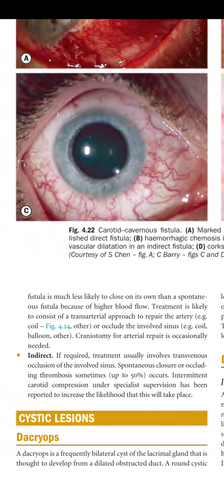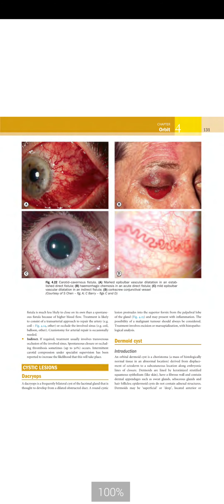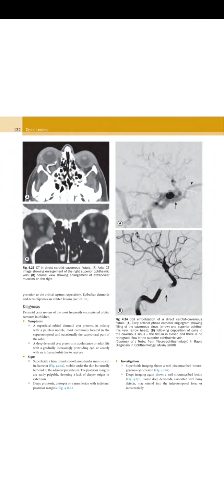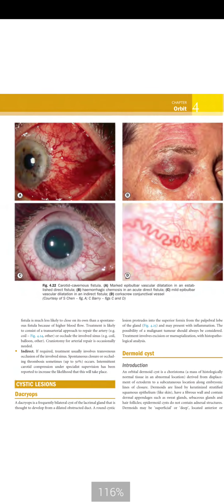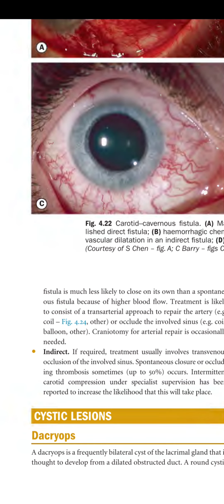Now we are going to discuss some cystic lesions. In this case, we are going to study dacryops, dermoid cyst, mucocele and encephalocele. So basically, the cystic lesion dacryops is a cyst of the lacrimal gland.